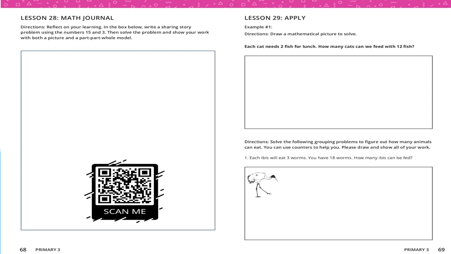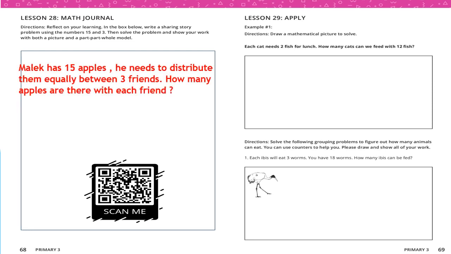Now, we can tell the story like this. Malik has 15 apples. He needs to distribute them equally between 3 friends. Distribute them what? Equally. So, how many apples are there with each friend? We have the whole number, which is 15. We want to distribute or divide it between 3 friends equally. Equally is my keyword for division. So 15 divided by 3 equals 5 apples.